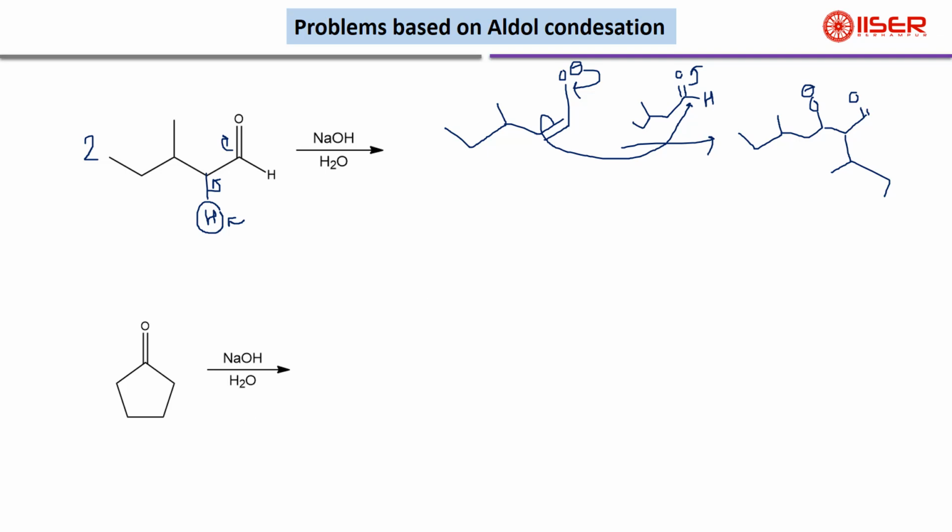Okay, so if you just eliminate one molecule of water from this place, it will give us the condensation product, that is an alpha beta unsaturated aldehyde.